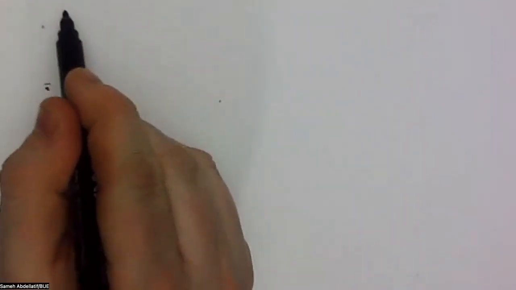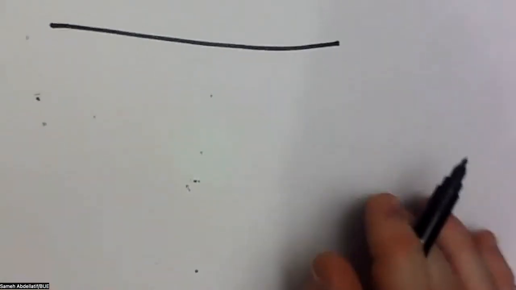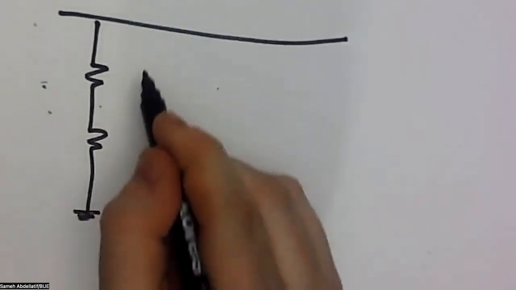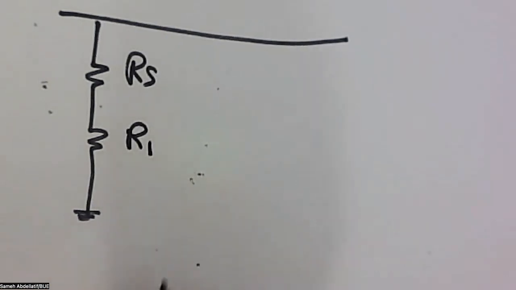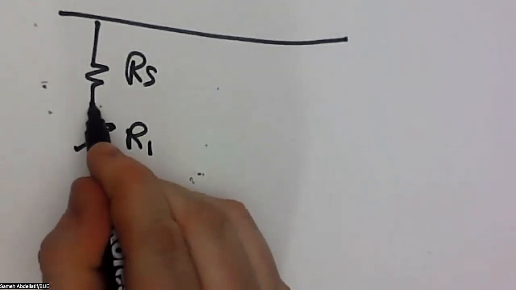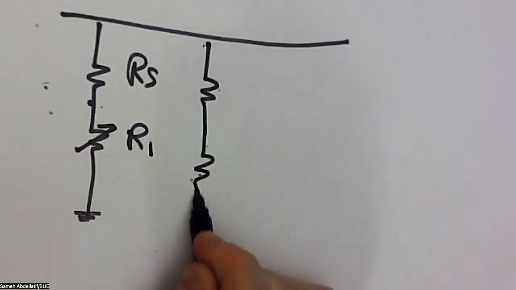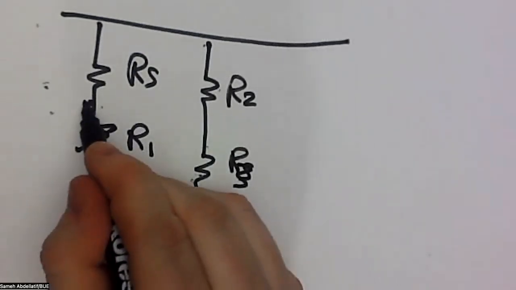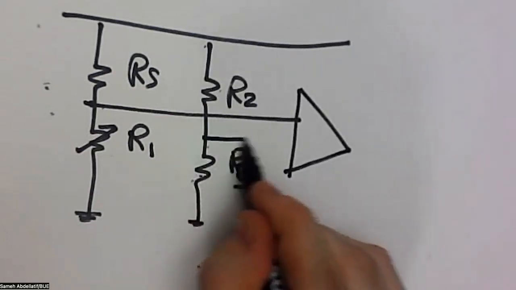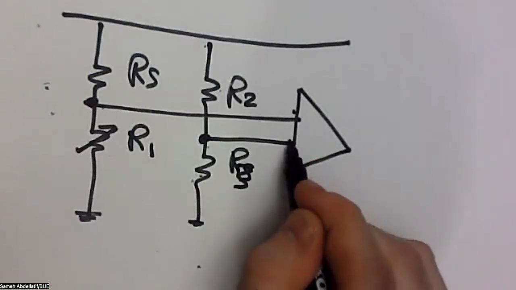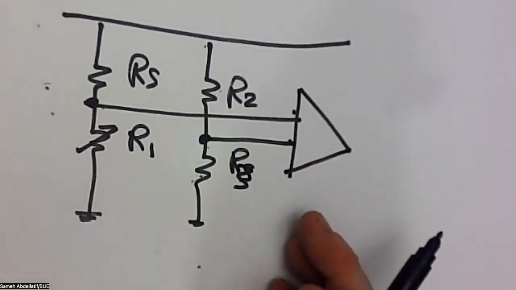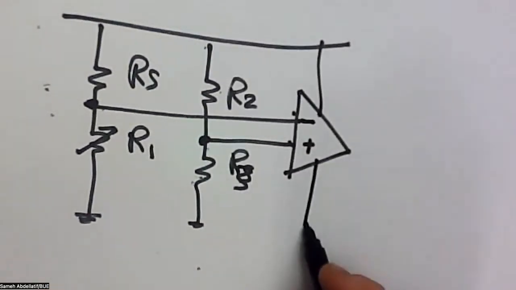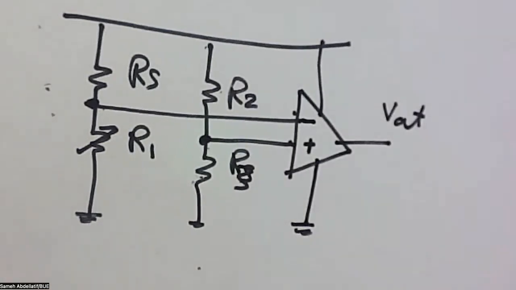So we have a VCC here. And then this is RS representing the sensor, and this is R1 representing the first resistance, which is variable. And we have another branch connecting R2 and R3. And the first branch here is connected. So this is our operational amplifier. Just to check which is which: this is the inverting, and this is the non-inverting. And then, of course, there is a supply here, and this is your output. So this is simply how the circuit looks.